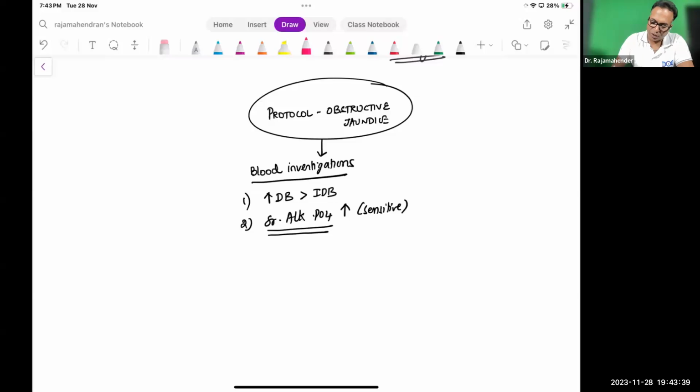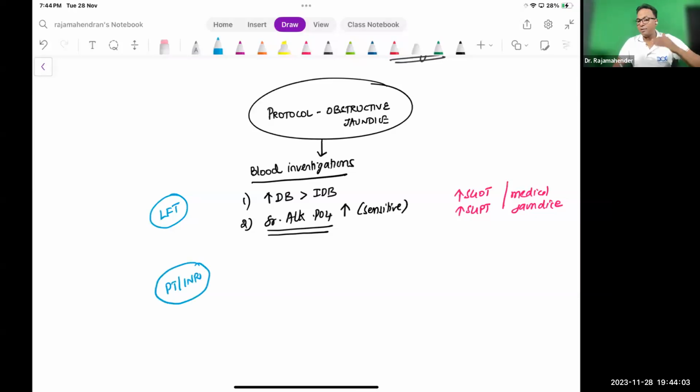In medical jaundice, increased SGOT and increased SGPT will be seen. So I can easily say what type of jaundice it is by doing a liver function test. The first test I will do is always the liver function test. The second important test is prothrombin time INR. Without doing PT-INR, I will not even do anything for the patient. PT-INR will usually be increased, because of the absence of vitamin K, as I told you.